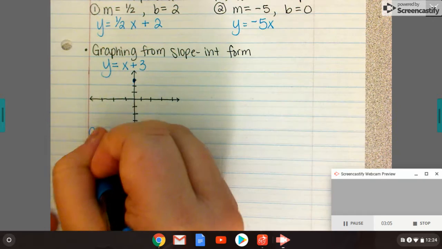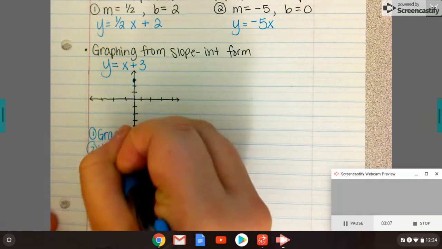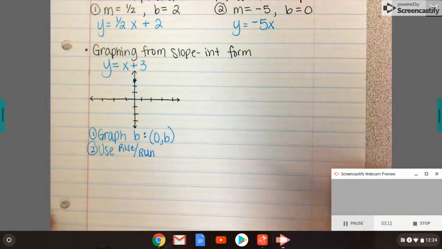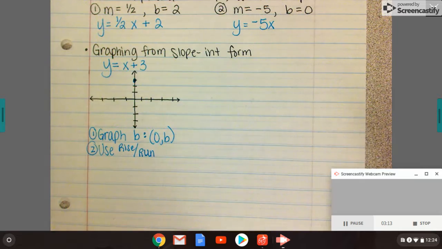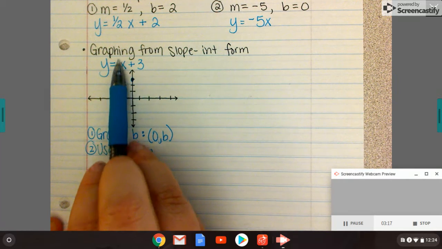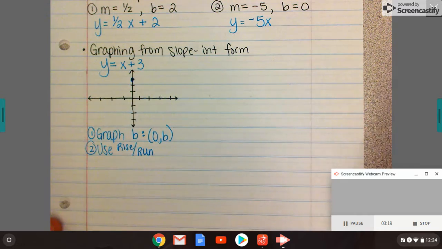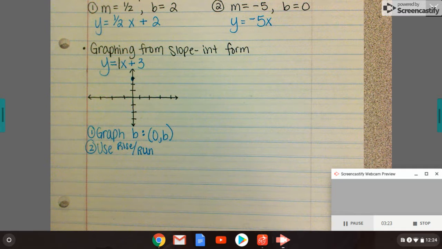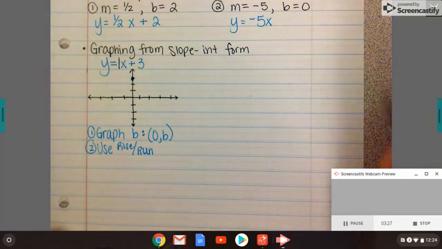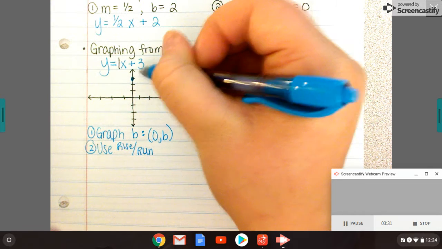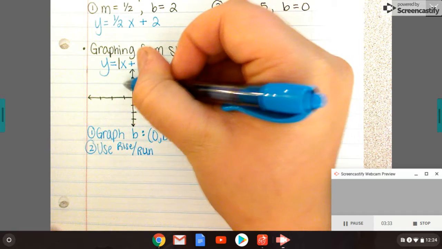After that, we can use slope by thinking of it as rise over run to graph our next point. So our slope is whatever is out front of the x. Right now, there is an invisible number out front of the x. It would be a 1. So our slope here is 1. If it doesn't look like a fraction, think of it as a fraction by putting 1 under it. So our m here is 1 over 1. So up 1 over 1. Or I could also go down 1, left 1.